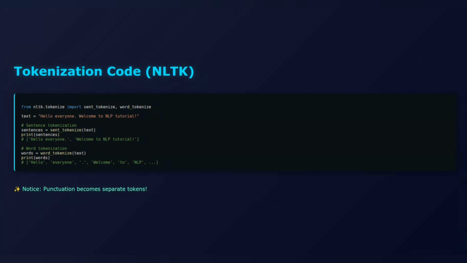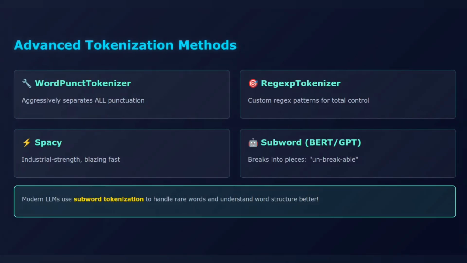Now, here's something cool. NLTK isn't the only game in town. Depending on your use case, you might want WordPunct tokenizer, which aggressively separates all punctuation. Regex tokenizer, use custom regex patterns for total control. spaCy, industrial strength, blazing fast for production systems. And for modern language models like BERT or GPT, they use subword tokenization, breaking words into smaller pieces like "play" and "ing" or "un" and "breakable." This helps models understand word structure and handle rare words better. Okay, tokenization done. Let's move to the next step.